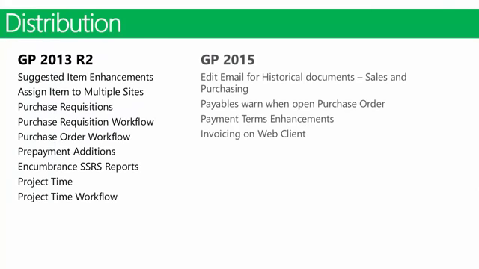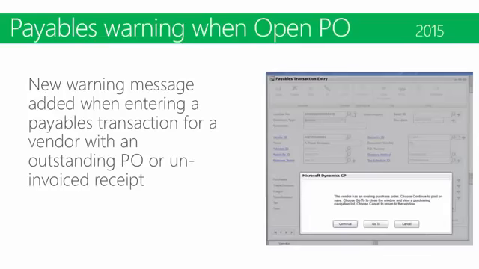This slide shows the new features added to GP 2015 that are in the distribution series. A new warning message has been added to the payable transaction entry form to prompt the end user if they attempt to post or save an invoice for a vendor that already has an available purchase order in the application. This new functionality will be disabled by default on upgrades, but can be enabled by selecting the Warn If Vendor Has Existing Purchase Order checkbox on the Payables Management Setup window. For new installs, the functionality will be enabled by default.